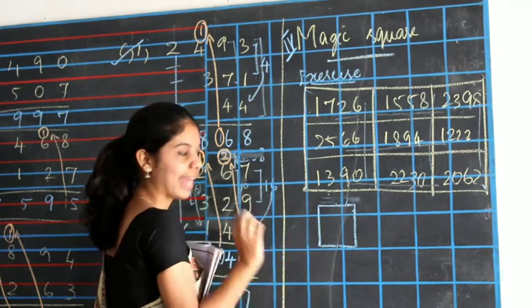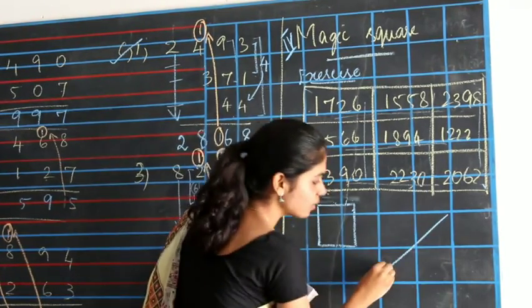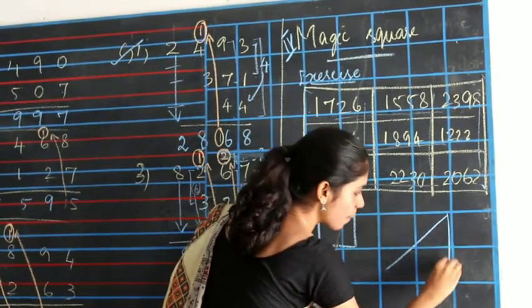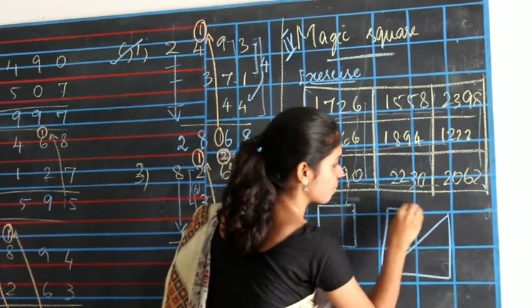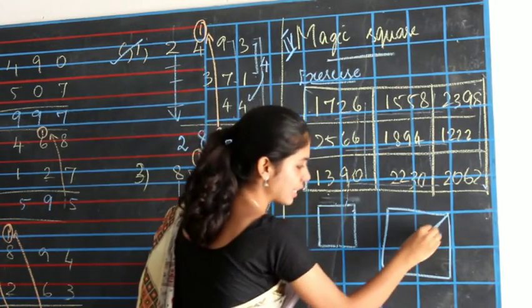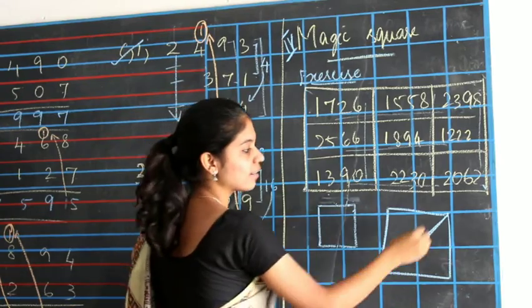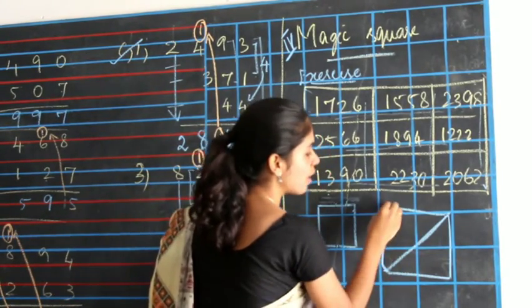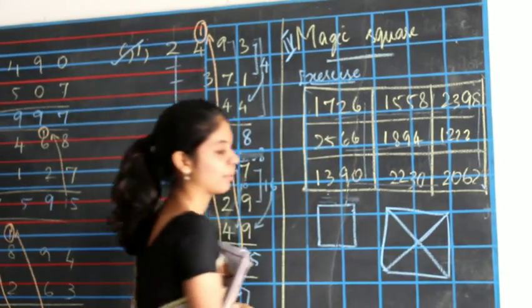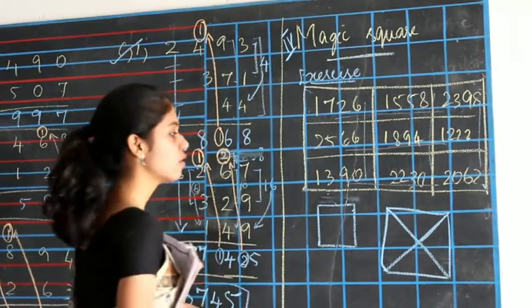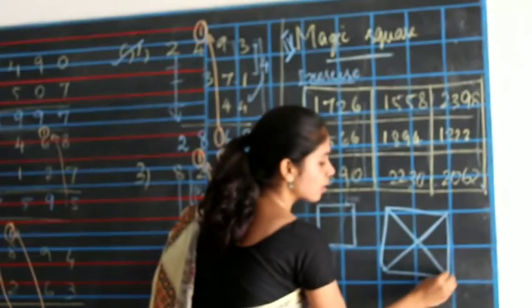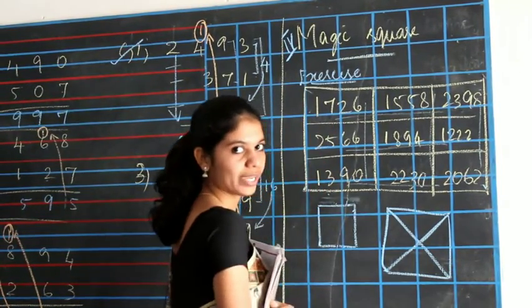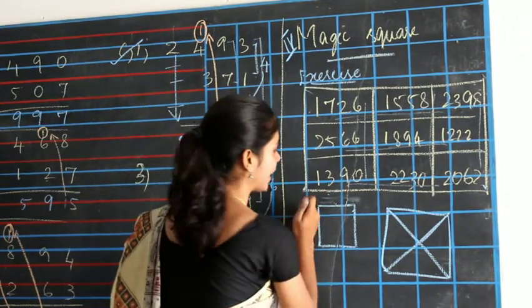So that is diagonal. Diagonals mean nothing but a straight line that connects right top to the left bottom or left top to the right bottom. That is called diagonal, from one corner to the other corner downside. Okay, that is what diagonal means.